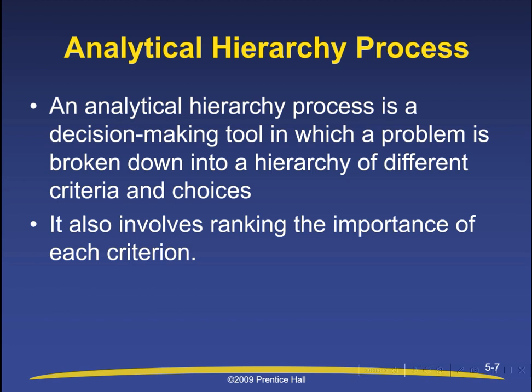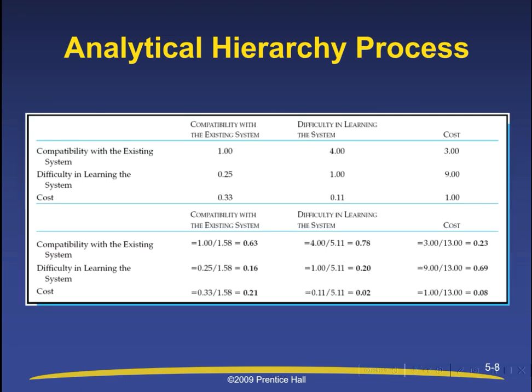Analytical hierarchy process. An analytical hierarchy process is a decision-making tool in which a problem is broken down into a hierarchy of different criteria and choices. It also involves ranking the importance of each criterion. As we can see in the list, the analytical hierarchy process goes through compatibility with the existing system. It also shows the difficulty in learning the same system.